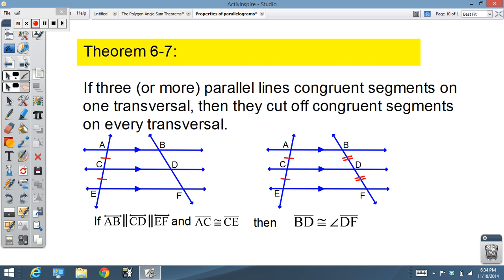Moving on. Another theorem that they throw in this chapter because it comes in handy on doing some proofs, but really doesn't have anything to do with parallelograms. But anyway, if 3 or more parallel lines, like I got going on right here, here, and here, if they cut one transversal into congruent parts, then any other transversal will be cut into also congruent parts. Not necessarily congruent to this one, but congruent to each other across that transversal.